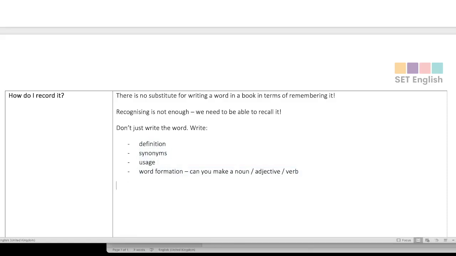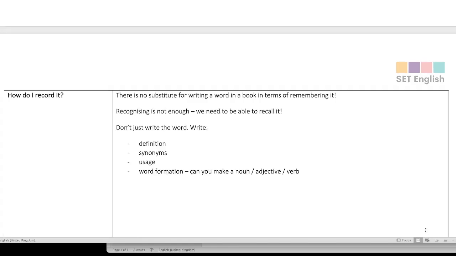You might think, oh, this is a lot of work. I'm not doing this. Okay, don't do it. But if you don't do it, then your vocabulary won't improve. The people who do better in reading have got better vocabulary. Okay, so don't miss an opportunity to do it better.